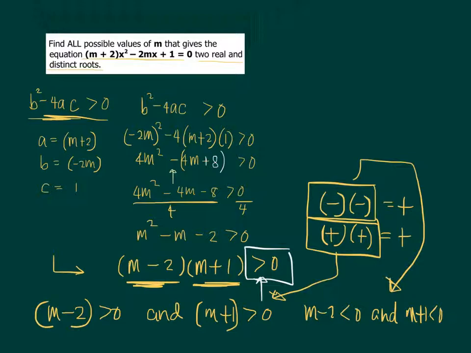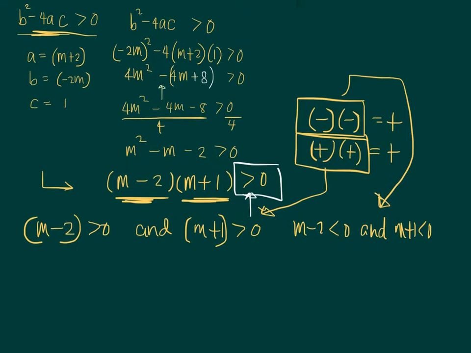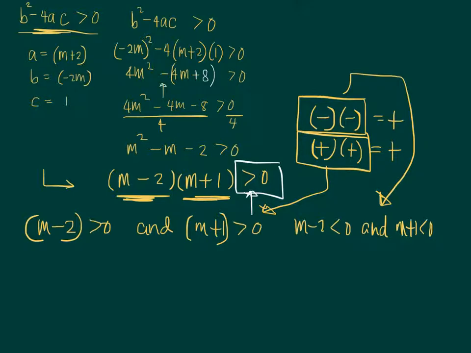So the two cases are: negative and negative is this case, and the positive and positive is what you see on the left. Once you set the two cases, we can now move on to solving each case. So we have m minus 2 greater than 0 means m is greater than 2.